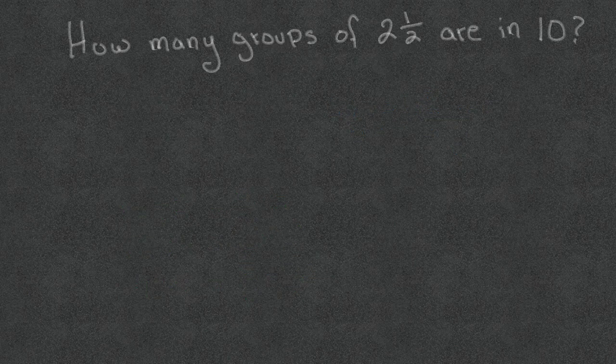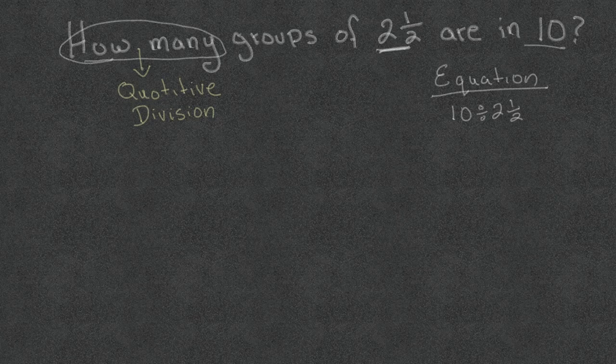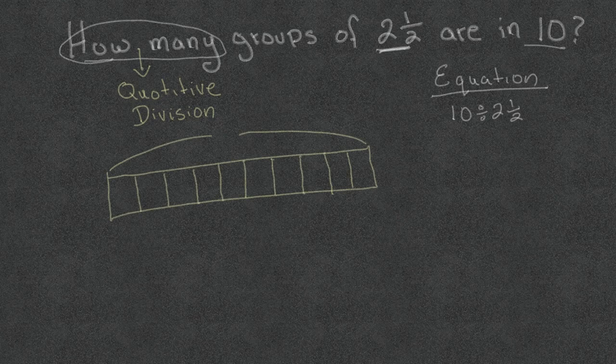To begin the lesson, we're going to start with an example, just looking at how many groups of 2 1/2 are in 10. The equation that I would use to show my mathematical thinking would be 10 divided by 2 1/2. Because I'm looking for how many 2 1/2s are in 10, I know I'm looking at quotative division when I'm doing this type of problem. So let's start by drawing this out, starting with 10. Here I've drawn out 10 boxes. This is going to represent my 10 wholes, and I want to know how many 2 1/2s are in there.